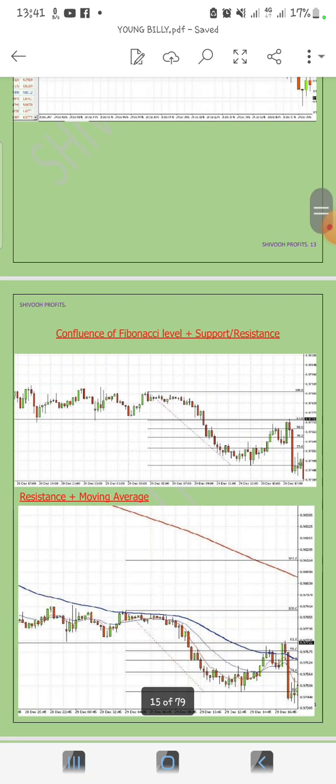Now, the confluence of Fibonacci and support and resistance. Let's say price broke below the support. You take the point that price started to break from, to the end of the impulsive move, so that's A to B, and you measure the retracement, the pullback, the corrective move, the retest back, and it should be at the 50%, 61.8% or 78%. So that's the Fibonacci and support and resistance confluence.